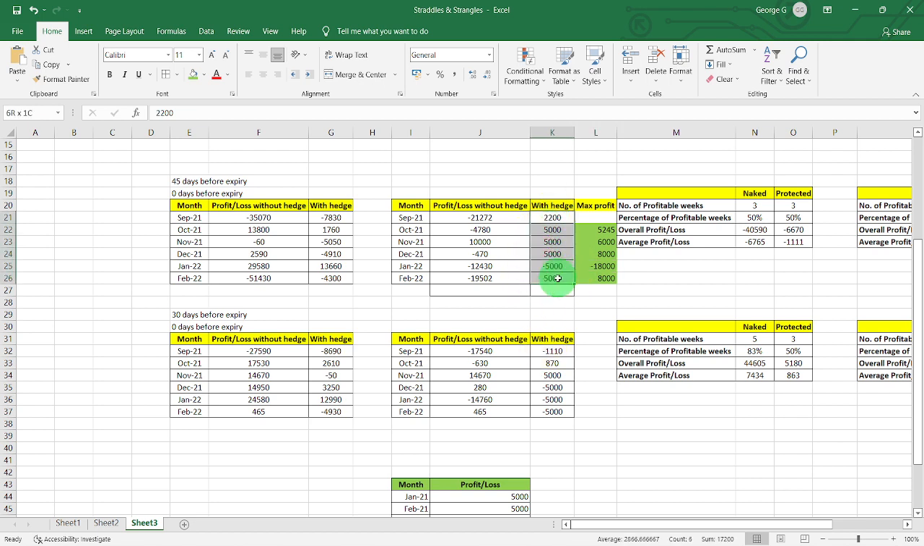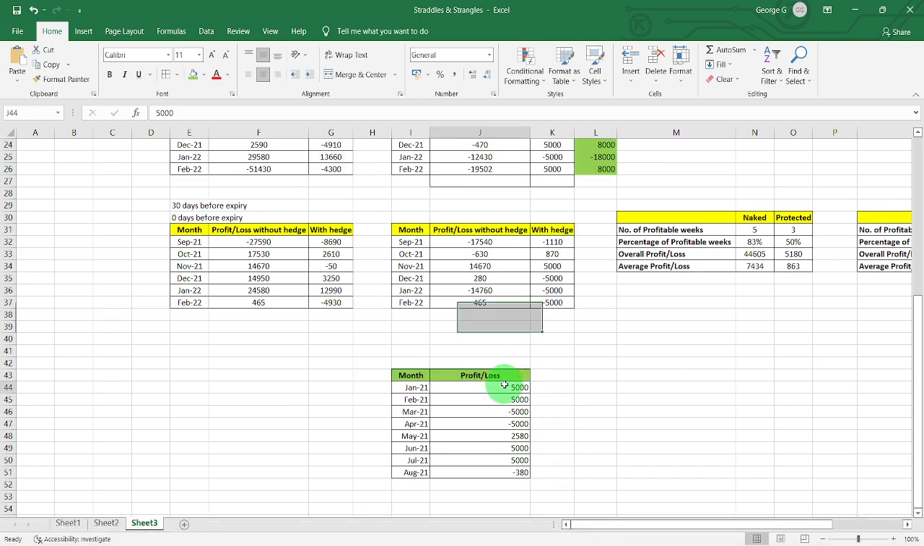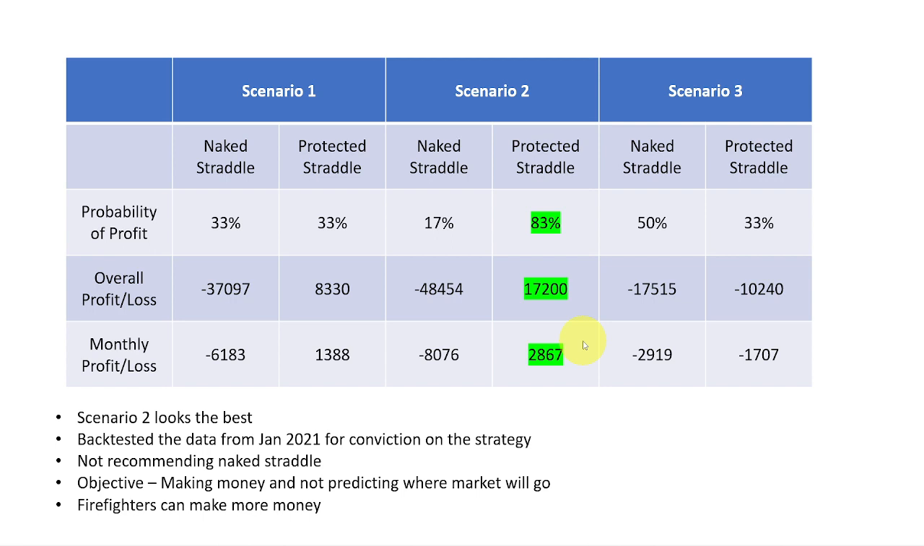Out of the 6 months we got 17,200, and even in the 8 months before that we got 12,200. Though the profit is less, it is still profitable. And we'll never go to a naked straddle, because you can see it is always going to end up in loss. Always let's be in a protected straddle. I'm confirming it for the second time with the data.